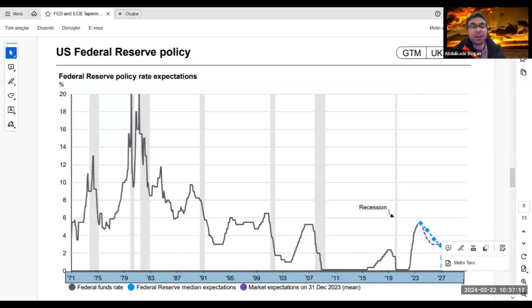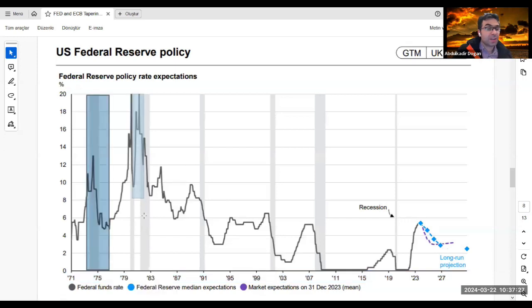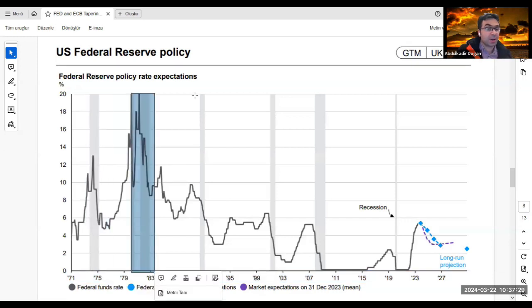In this chart, we are trying to cover approximately from 1970 till now, meaning that's a 60-year horizon. And these gray dashed lines are the recession periods in the United States economy.